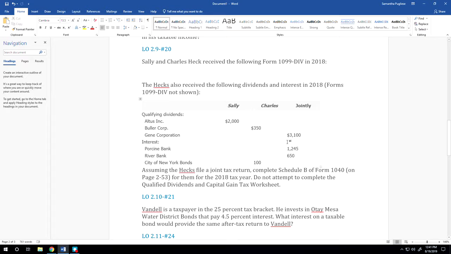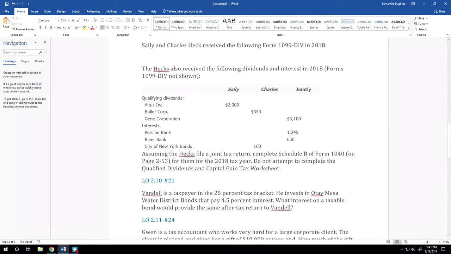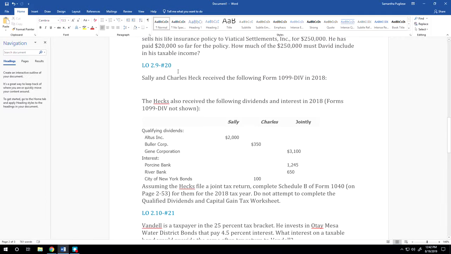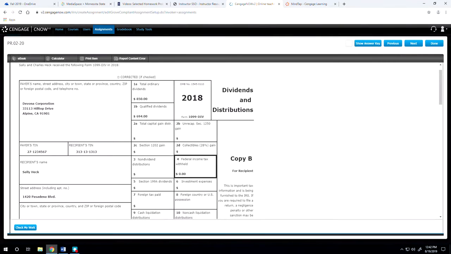So with this problem, Sally and Charles received a 1099 dividend and distribution form. I'm going to go ahead. So this is number 20, in the back of your book. I'm just going to do this on the Cengage site because it's a lot easier than trying to do it on Word, because I need the forms to fill out. So here in this problem, here's the 1099 dividend form.